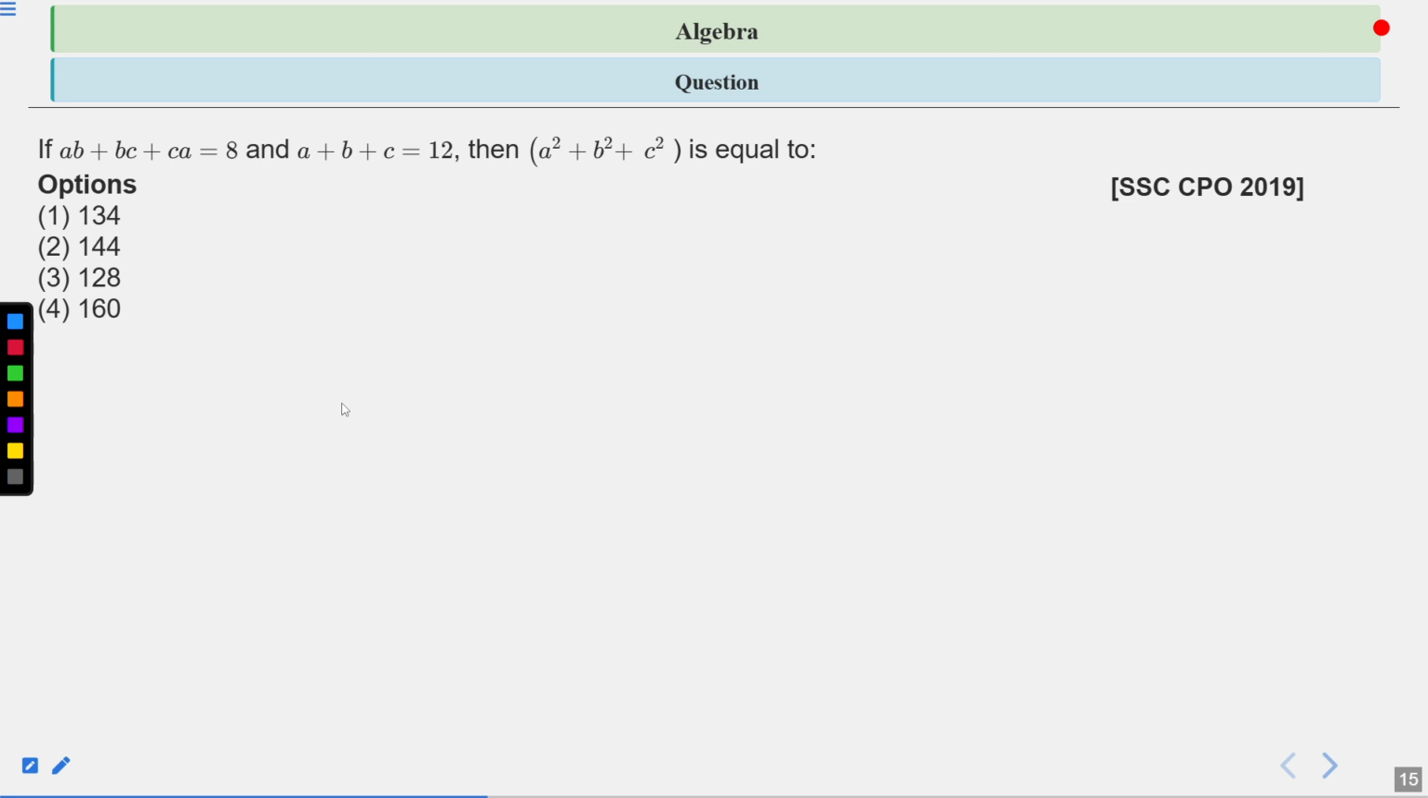If AB plus BC plus CA equals 8 and A plus B plus C equals 12, so what is the value of A square plus B square plus C square? This question was asked in the SSC CPO exam in 2019. There are 4 options of this question. First one is 134, second is 144, third one is 128, and fourth one is 160. Now you have 10 seconds to analyze the question. Your time starts now.